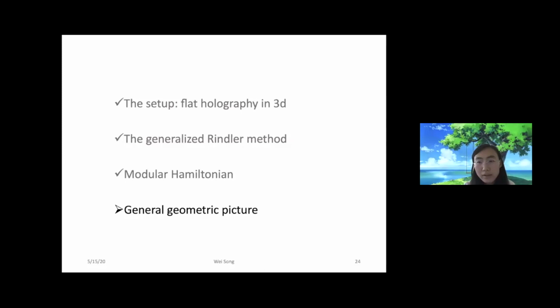Yeah. Thank you. Okay. So now I'll go to the final part, which is the general geometric picture.